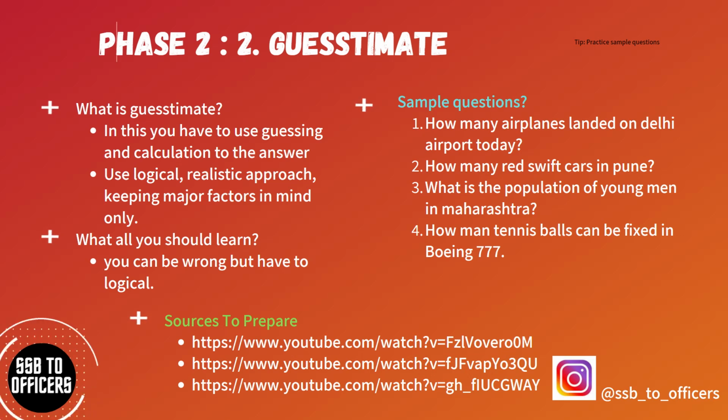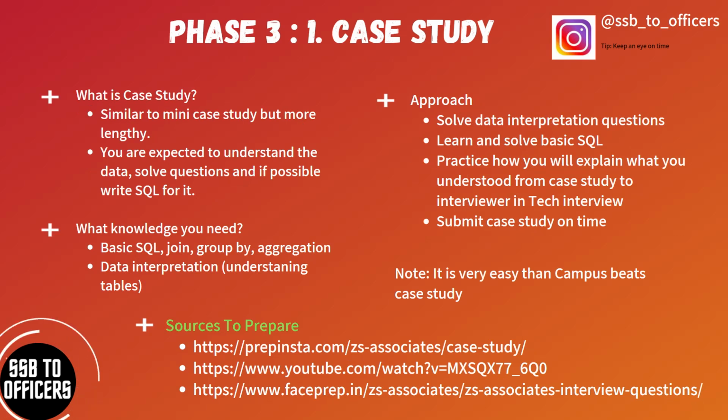After the guesstimate questions, if you are selected, then after 2 weeks or so, you will get your interview link for the phase 3 case study. This is more extensive and exhaustive, like I have mentioned, in comparison to the mini case study. In this also, you will be given a number of tables. You have to understand them.